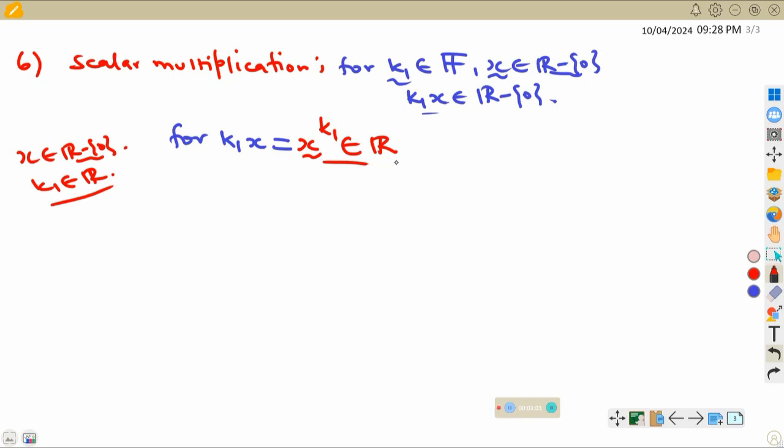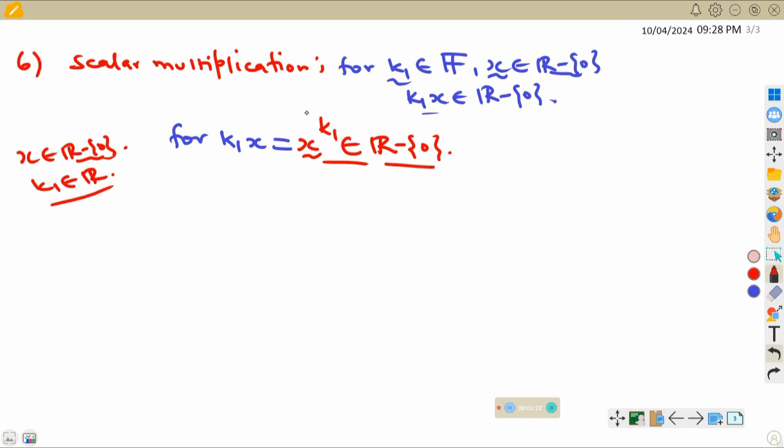So that is for our case of k1 of x. For any value of k that you put here for x, where x is an element of R minus Z, even if k is 0, it will be x to the power 0, which is already 1, and 1 will lie in this given set.